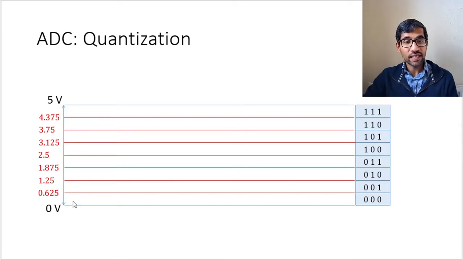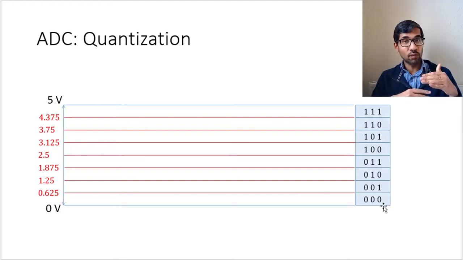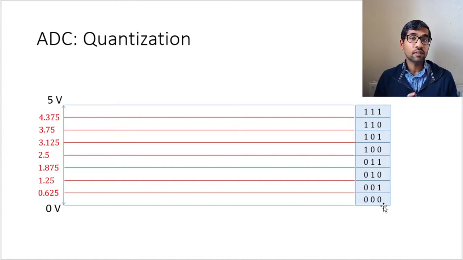So if my analog input is 0 volts, it is assigned to 000. So is 0.6 volts. It's also assigned to 000. If you have 0.4 volts, that's also assigned to 000. And so you can't distinguish these three values once they have been converted into the digital domain. Okay, so quantization is a lossy process.